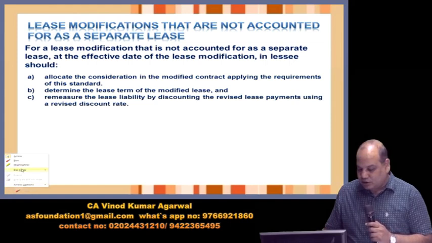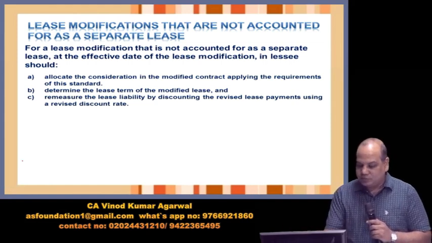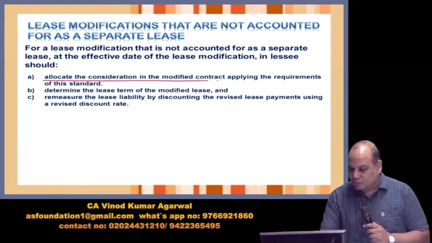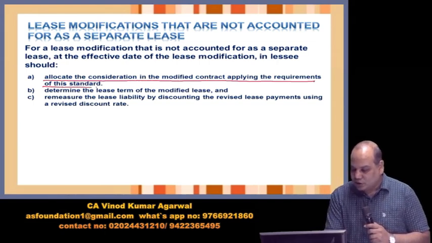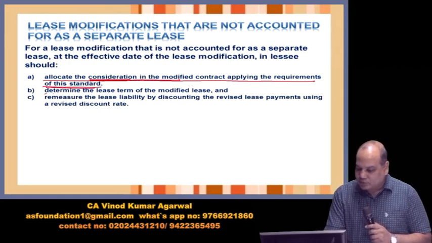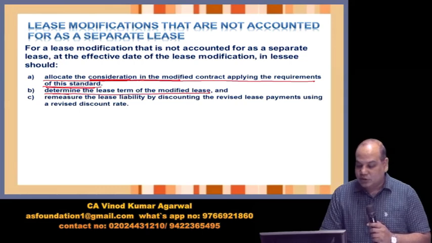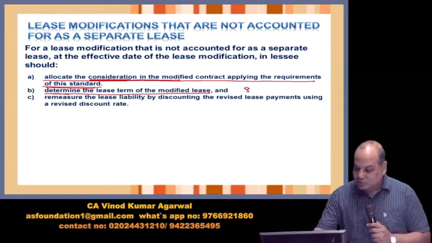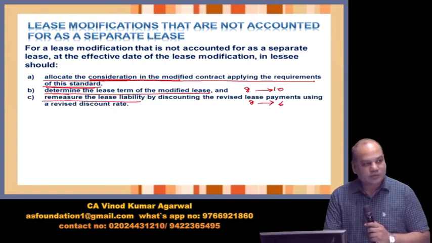So again you have to make a list of the consideration that you have to pay. Okay. So what will be your consideration in the modified contract? For example, you may have to pay 50,000 instead of 40,000. In some problem, the lease term may get modified. You determine the lease term of the modified lease. So it may become 8 year. From 8 year it may become 10 year. From 8 year it may become 6 year. And remeasure the lease liability.